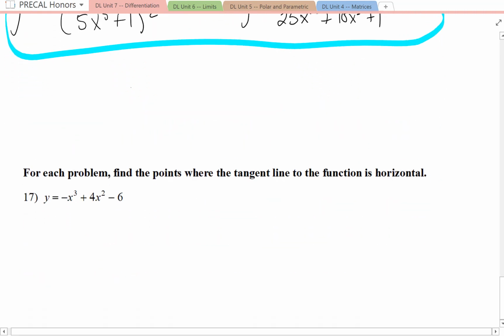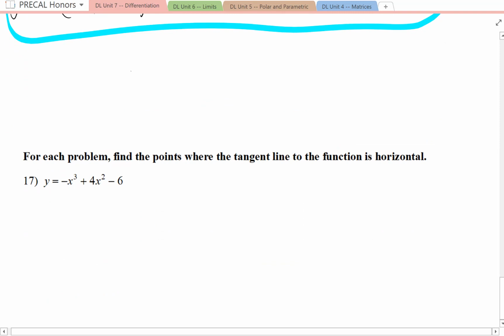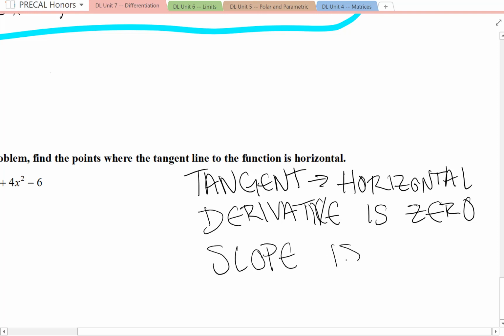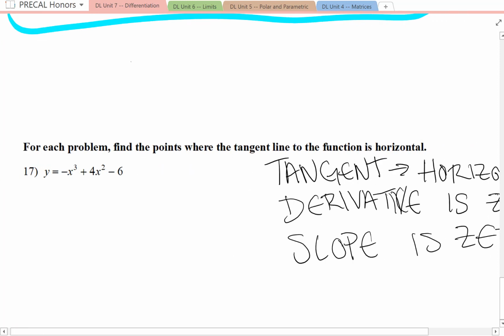The last problem I'm going to do is number 17. For each of these, find the points where the tangent line to the function is horizontal. When the tangent line is horizontal, that means the derivative is 0, or the slope is 0. So we need to find the points where the slope is 0 or the derivative is 0. So first we're going to find the derivative, then we're going to find the x values, and then we're going to find the y values to complete the point.